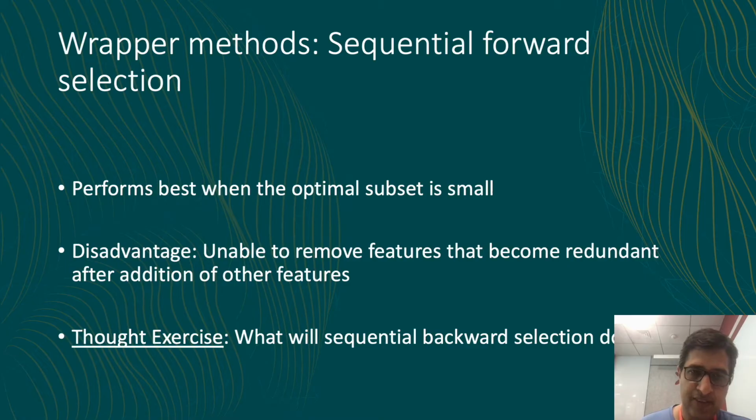So as a thought exercise, I would want all of you to think about what a backward selection process would do. It is very similar to the one we talked about in terms of forward selection, but go back to the graph that we had earlier, and then see what a backward selection process would do.